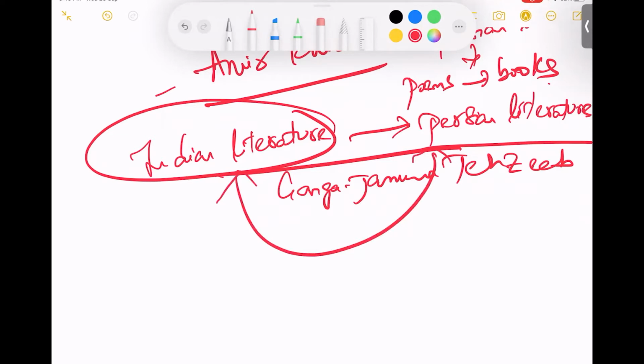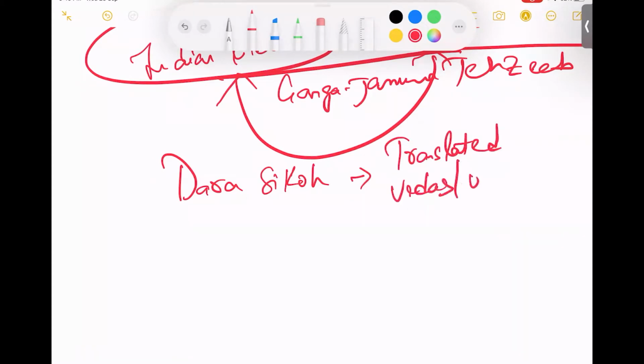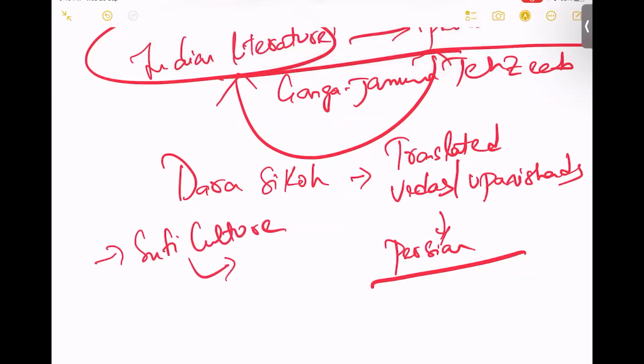continuous translations going on. One prominent translation was by Dara Shikoh, who was the first son of Shah Jahan, and he translated a lot of Vedas and Upanishads into Persian. So, and to add to that, in the medieval age, there was also Sufi culture, which was prominently impacting the Persian literature.